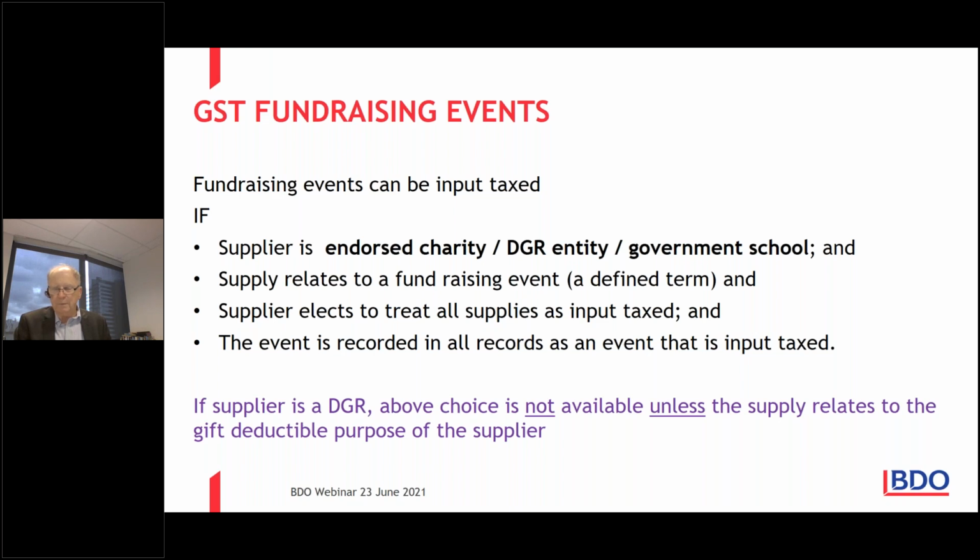But if we found a private school, for example, that's run by a not-for-profit, so it's outside a government school, and it has a deductible gift recipient in respect to the school building fund, then what this says is that because it has the DGR status, this is not available unless the supply, the gala event, the performance, is related to the gift deductible purpose. In other words, the school building fund. So the money can only go to that activity.